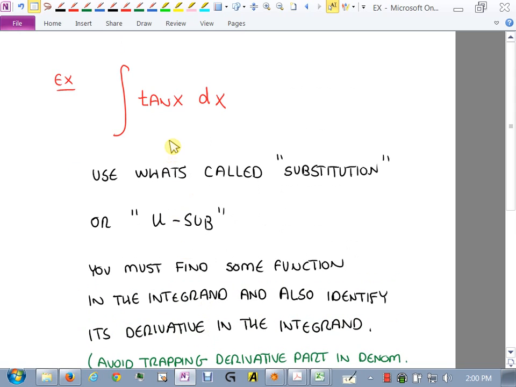So let's look at this. Tangent x. Do you see something and its derivative? Well, I see tangent, but I don't see its derivative there. What's the derivative of tangent? Secant squared x? I don't see it there, right? So the u sub is not looking very promising at this point, is it?